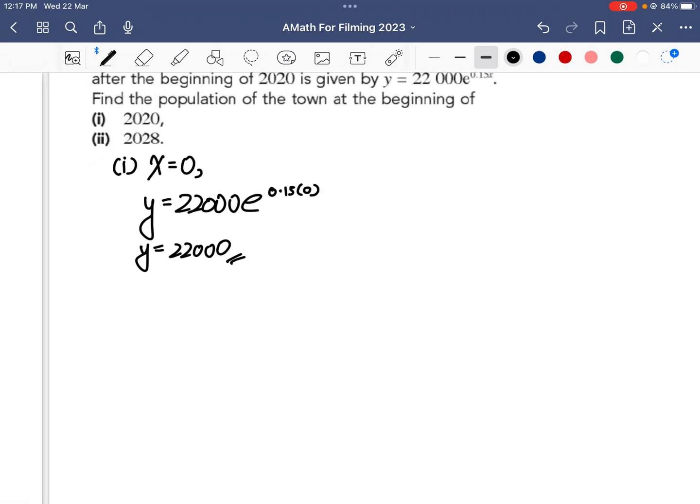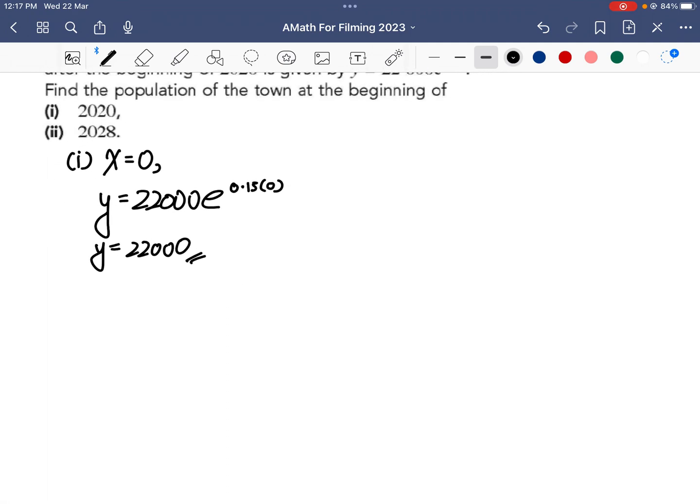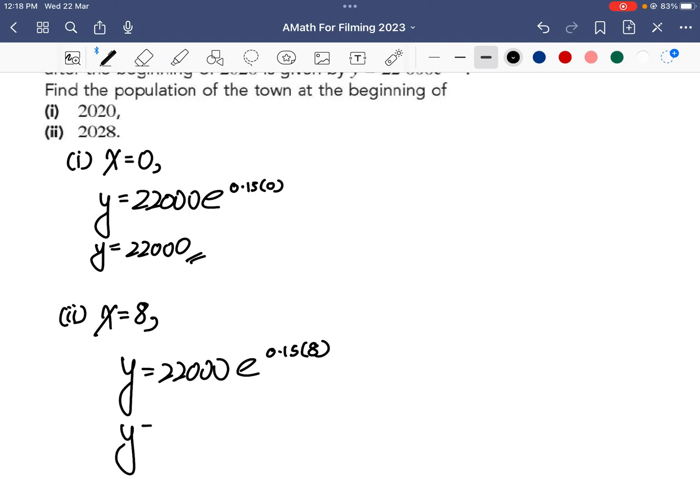For part 2, the year 2028. How many years have passed? 8 years have passed. Hence, for part 2, my x value is equal to 8. So y is equal to 22,000 e to the power of 0.15 times 8, because x is substituted by the value 8. If you use your calculator, what you will get, correct to the nearest whole number, is 73043. Hence, the population at the start of 2028 will be 73043.